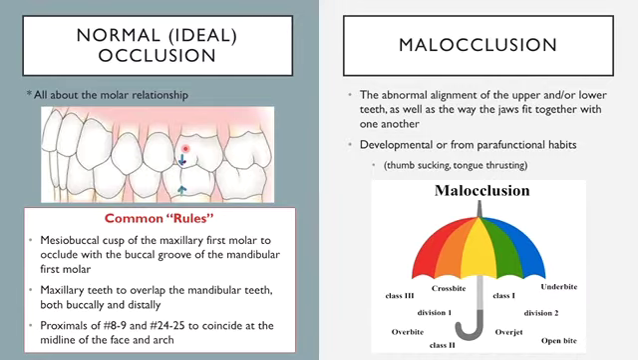Malocclusion is the abnormal alignment of the upper or lower teeth and how the jaws fit together with one another. Malocclusion can happen developmentally, from how your teeth form and develop, or from any sort of parafunctional habit, such as thumb sucking or tongue thrusting, which can change the occlusion of your teeth. I included this umbrella because malocclusion is simply an umbrella term for all of these different subtopics that we'll talk about later in this presentation.